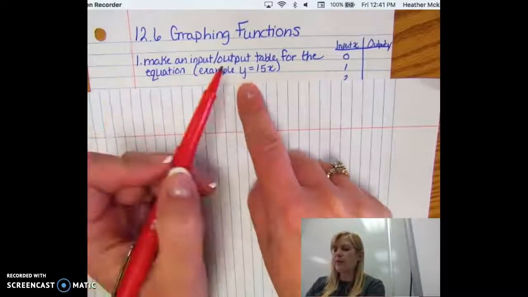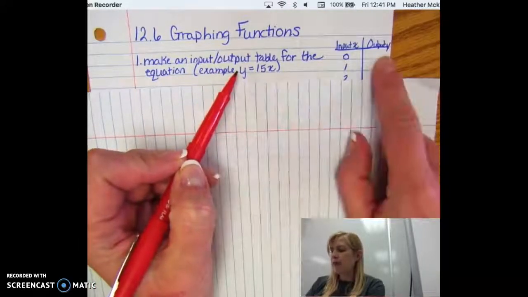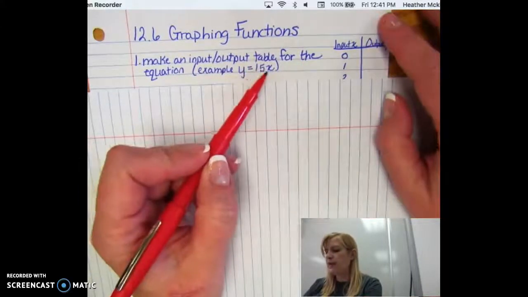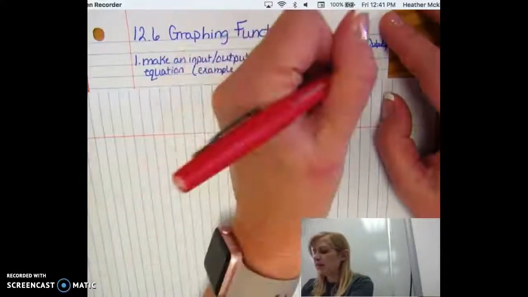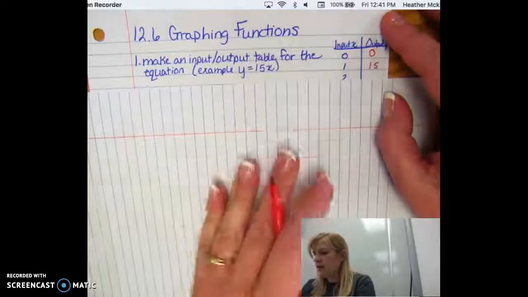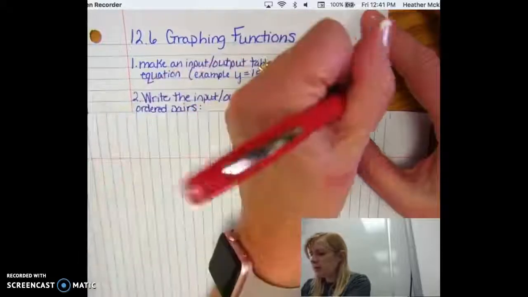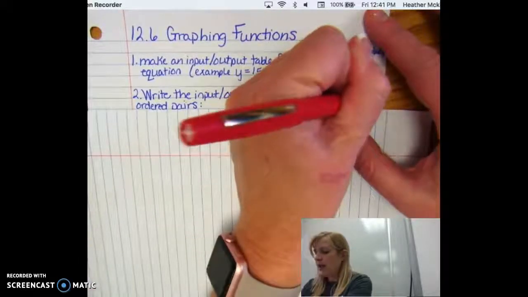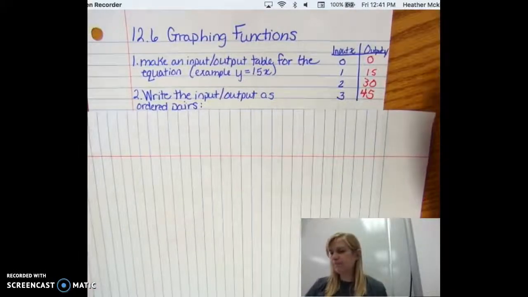So we're going to have the example of y is going to be 15 times whatever I put in for x. So 15 times 0 is 0. 15 times 1 is 15. 15 times 2 is 30. 15 times 3 is 45. Okay, I have my input-output table.